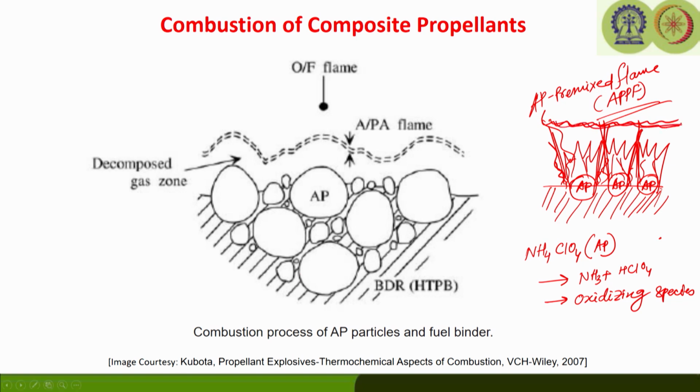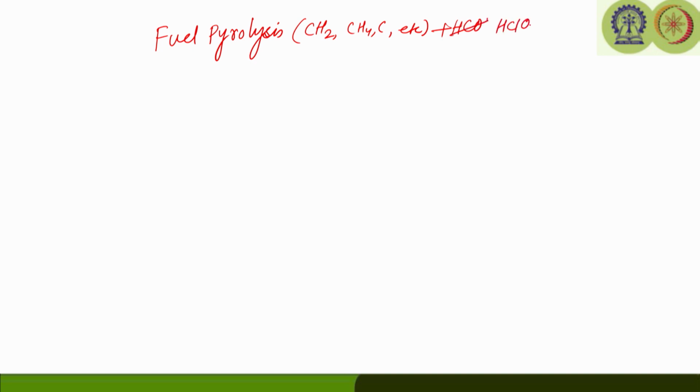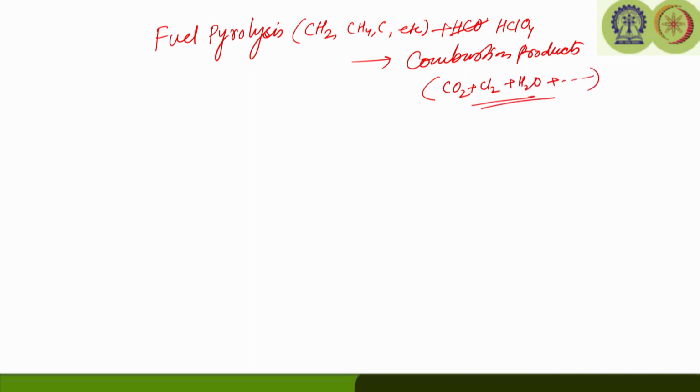If you look carefully, the process goes in such a way that ammonium perchlorate will decompose and produce the oxidizing species. The binder or the fuel, which is the HTPB, is going to form the fuel species. If you look at the pyrolysis of the fuel, this is going to form some hydrocarbon species like CH4, carbon, etc., and they are going to react with HClO4 and form combustion products. These are the final combustion products we are looking at: CO2 plus Cl2 plus H2O. It may often form HCl later on by combining Cl2 and H2O.